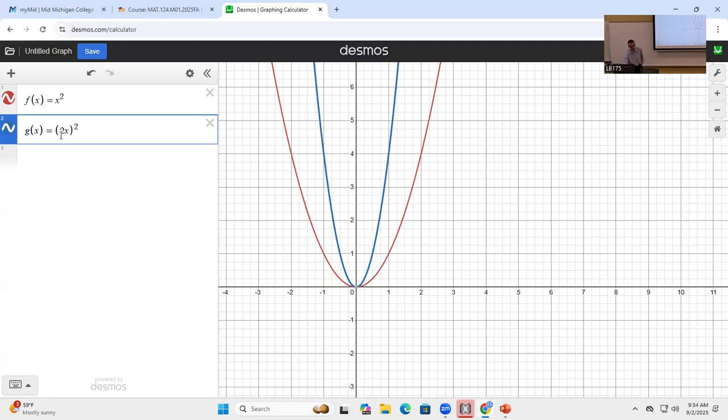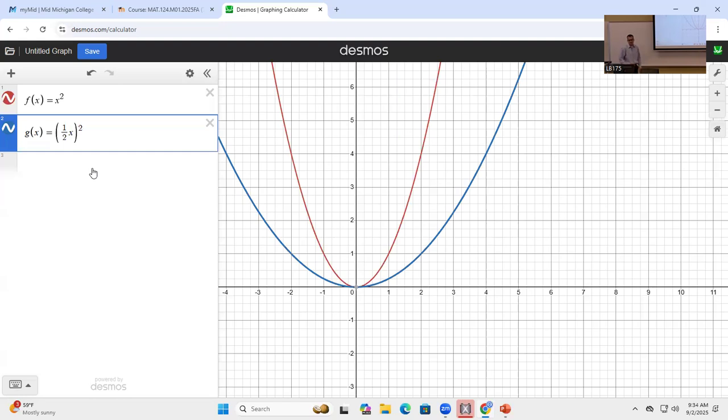Notice, by the way, large numbers here are causing a shrink in the same way that subtracting caused a horizontal shift. Because I need to make my x value smaller to get the same output. You guys get the point.